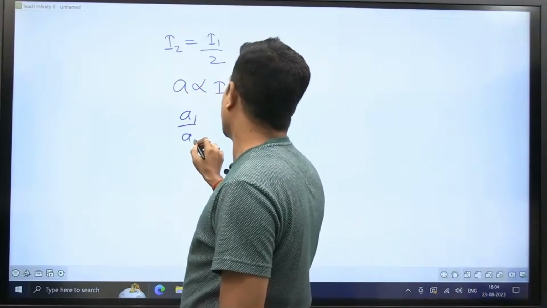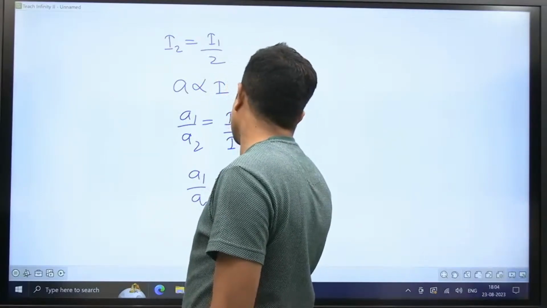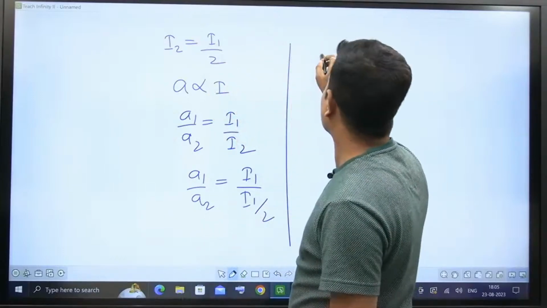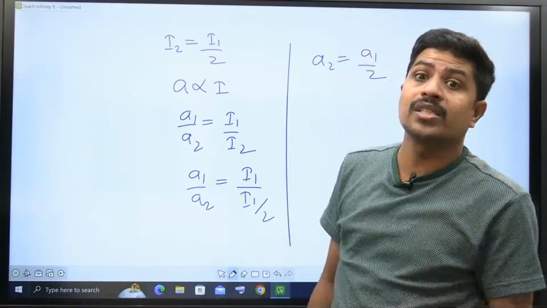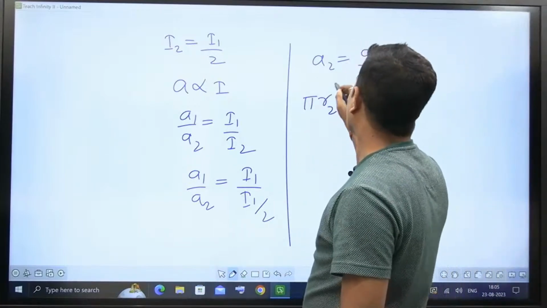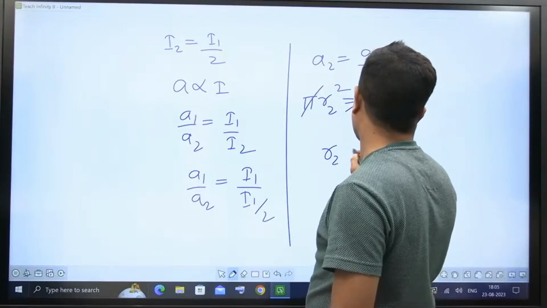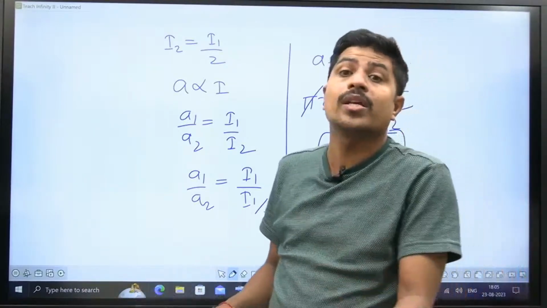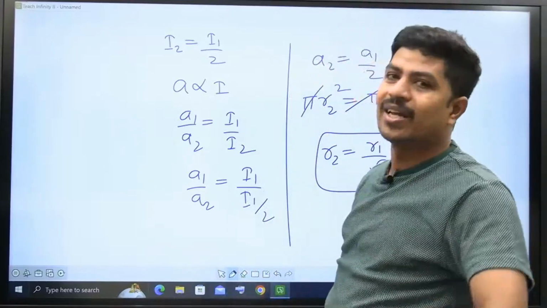Then A1 by A2 is equal to I1 by I2. Now I2 is I1 by 2, which implies A2 is equal to A1 by 2. That means the area of cross section required if the voltage is doubled is half of the first case. Now, what is the area formula? Pi R2 square is equal to pi R1 square by 2. Pi cancels, therefore R2 is equal to R1 by root 2. So the radius of the second conductor is 1 by root 2 times the first case radius.